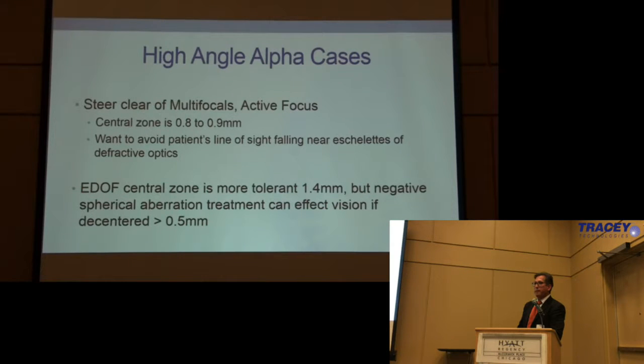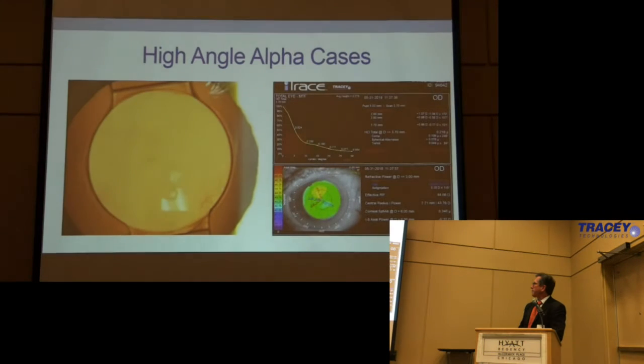With EDOF lenses, you do have more tolerance. The central zone is actually 1.4 millimeters, but again, this lens uses some negative spherical aberration, and so with negative spherical aberration lenses, you also have to be a little bit careful about centration, because if you get off by ½ a millimeter, again, you're going to wind up with some degradation of vision.